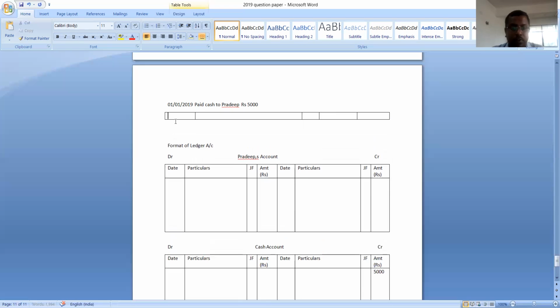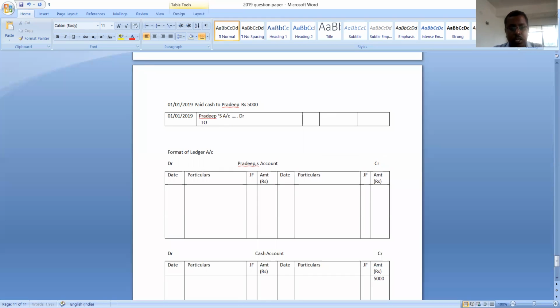This is the format of journal, right? How many columns will come? Five columns will come. So first column, date of the transaction, 1st January 2019. What is the transaction? Paid cash to Pradeep. So Pradeep is the receiver. So Pradeep's account, debit. To which account? To cash account.